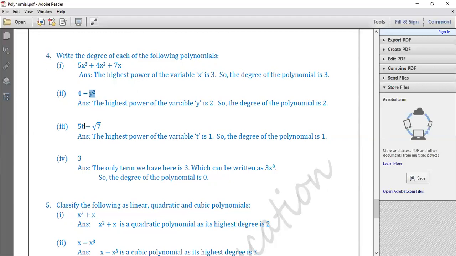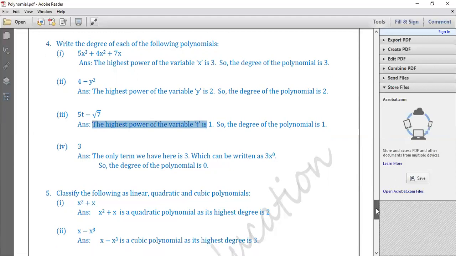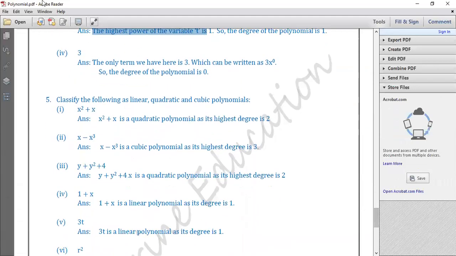And then here, the third one, 5t. It doesn't have a power. So if there is no power, we have to denote it as 1. So the highest power of the variable t is 1. So the degree of the polynomial is only 1. And here, 3. There is no variable at all. Only one term we have, that is 3. If there is no variable, as I told you, we have to take it as 3x0 or 3y0 or 3t0. So it will be 0. So the degree of the polynomial is obviously 0.